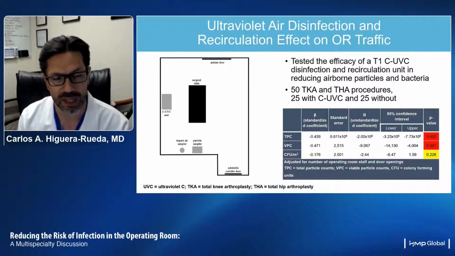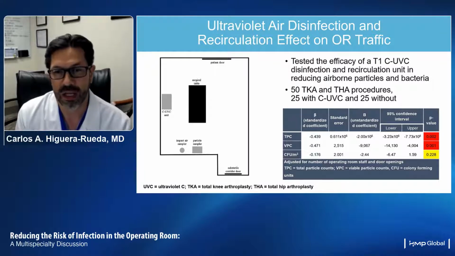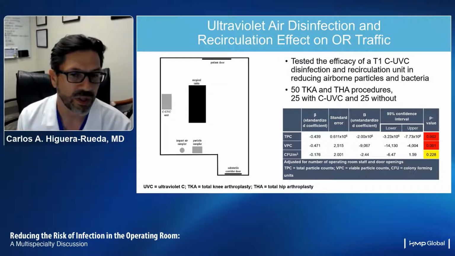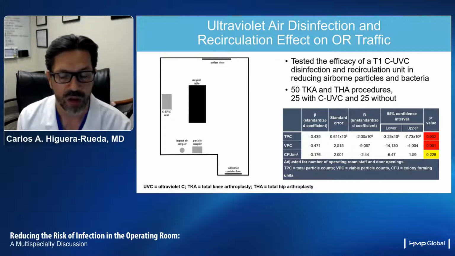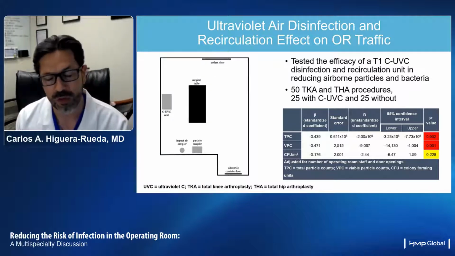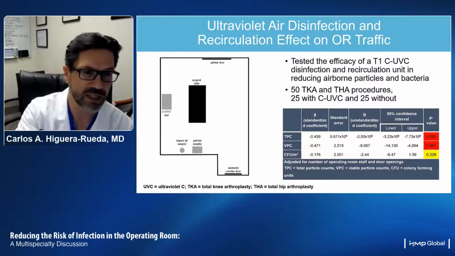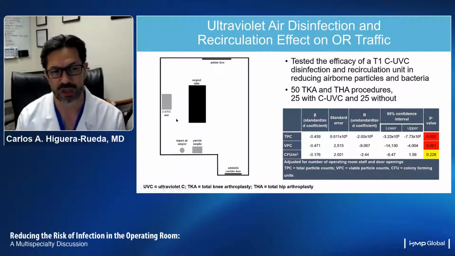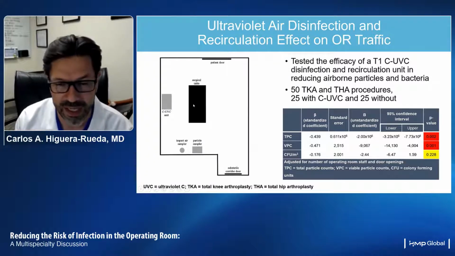This is a paper that we published recently where we wanted to test the efficacy of an ultraviolet disinfection and recirculation unit to reduce airborne particles and bacteria. We did 50 total knee replacement and hip replacement procedures, from which in 25 we used this system and in 25 we didn't. And you can see how it's localized in the OR. We actually did some pilot studies prior, and independent of the location, the system actually has a significant effect.